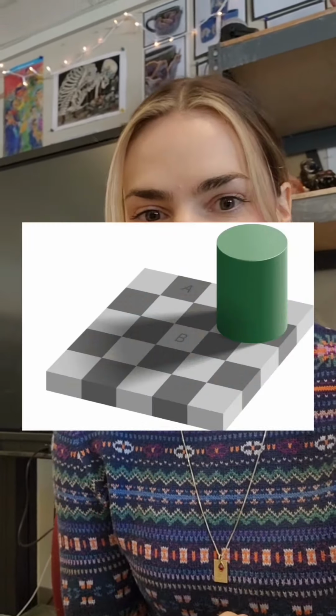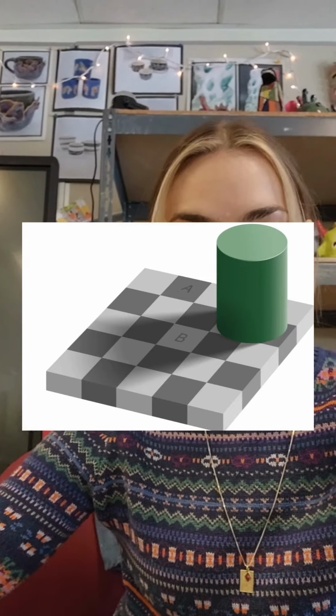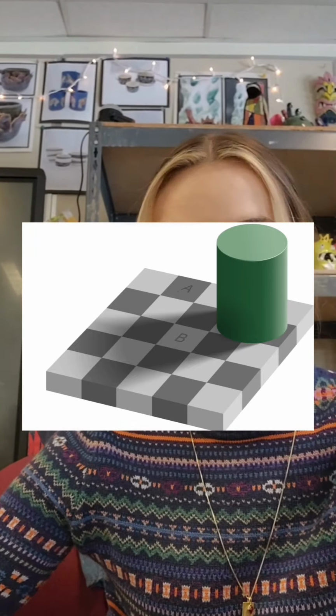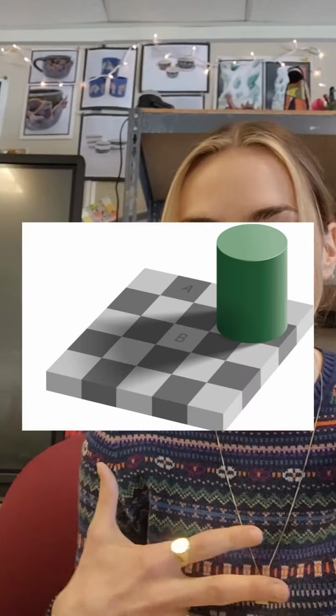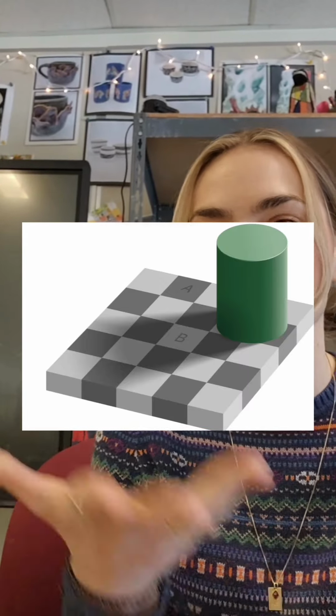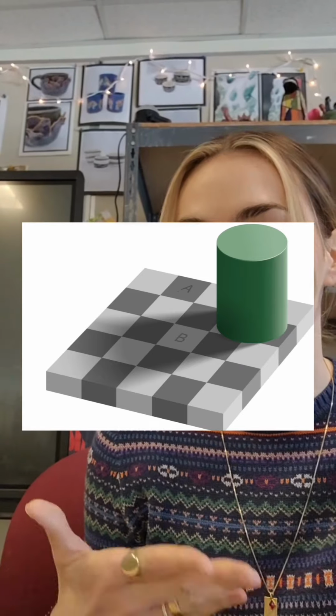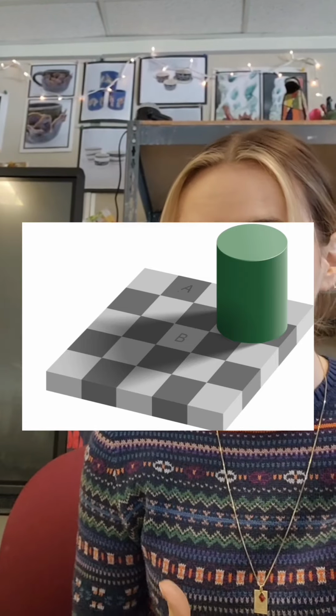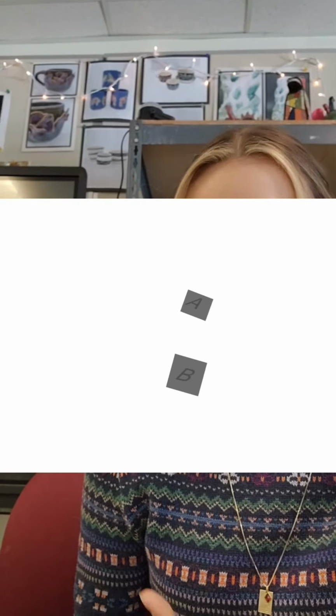Let's start out with this optical illusion. This optical illusion is called the checker shadow illusion, and it was published by Edward Adelson in 1995, and he was an MIT professor of vision. And what you will notice in this image here is that it appears that box A and box B are of very different values. But the reality is they are both the same value of gray.